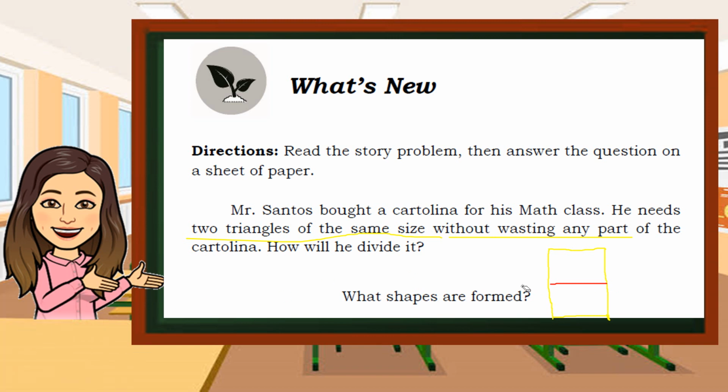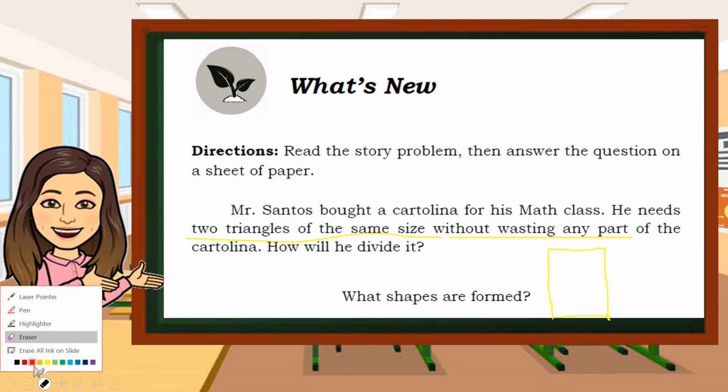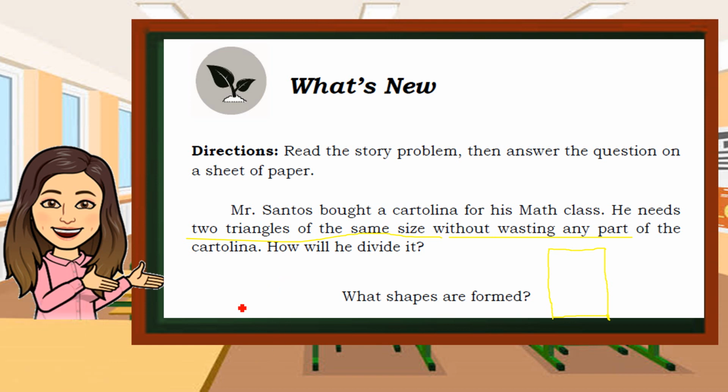So that's not the right way of dividing the rectangle. Other ideas? What should he do? He can divide it like that and then cut this to form triangle 1 and 2. Are you sure that's the right answer?